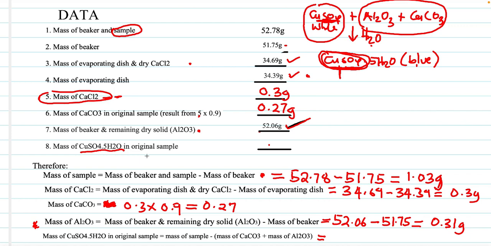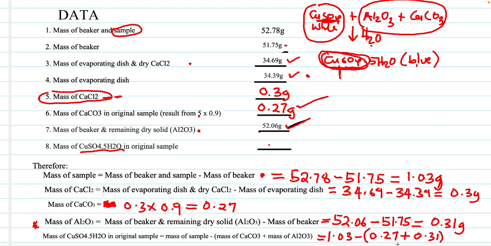So the mass of this in the original sample is going to be the mass of the sample. Mass of the sample, we got it to be 1.03 from the first calculation. This is 1.03 minus, all right, now the mass of calcium carbonate. From here, we got the mass of calcium carbonate to be 0.27 plus the mass of aluminum oxide. From this calculation, remember aluminum oxide was actually part of the mixture. So the mass of calcium carbonate plus the mass of aluminum oxide is 0.31.